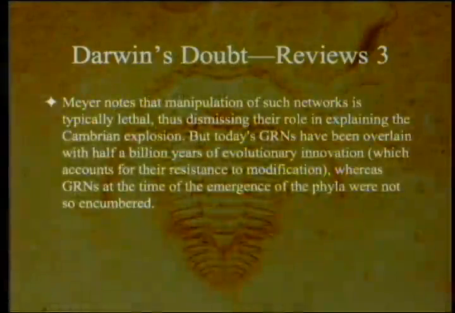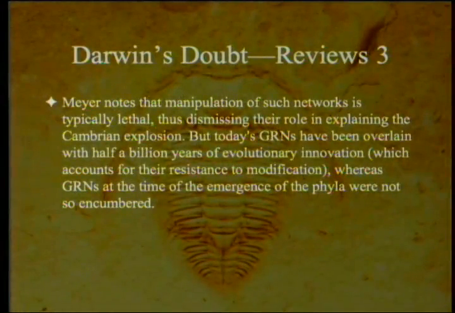So that's, to me, kind of just a claim. And notice that Meyer has already noted that the manipulation of such networks is typically lethal, suggesting that you can't do that today. But the comeback to that from Marshall is that today's GRNs have been typically overlain with 500 million years of evolutionary innovation, which accounts for their resistance to modification. In other words, they've been solidified in place and you can't move them. But way back when, they weren't so encumbered, and so you could then move them.